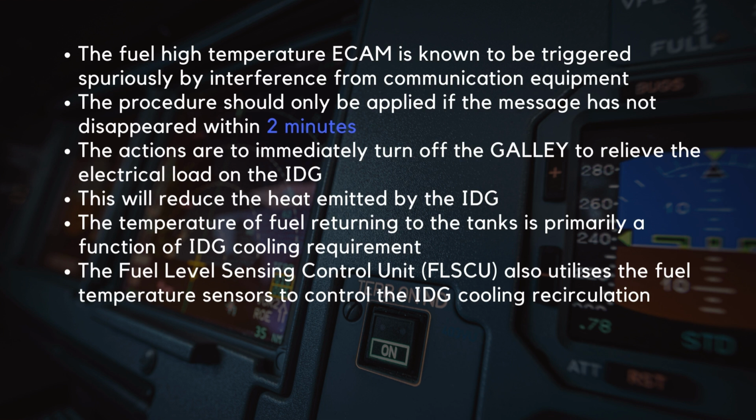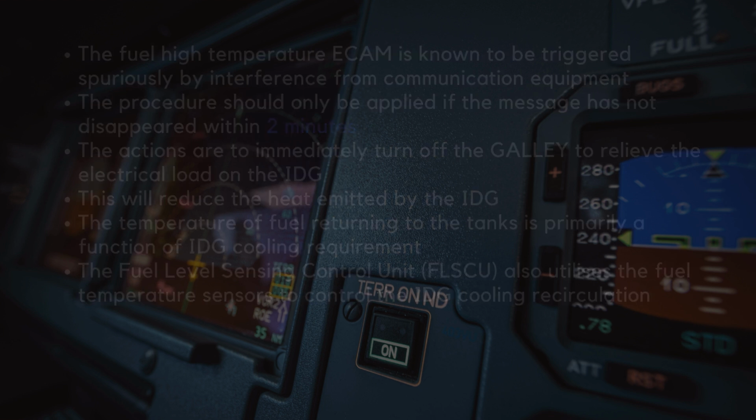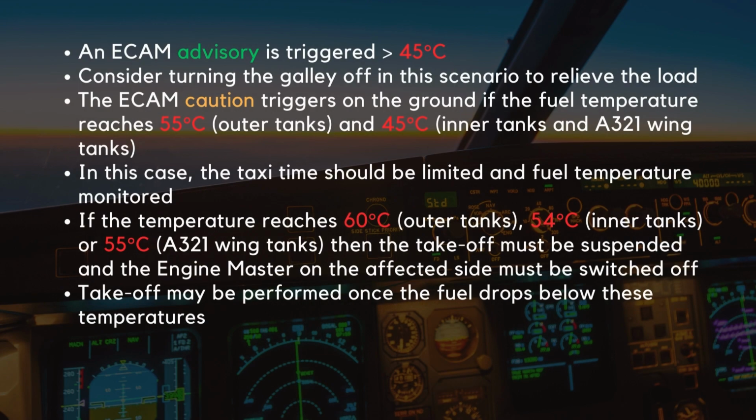The temperature of fuel returning to the tanks is primarily a function of IDG cooling requirement. The fuel level sensing control unit also utilizes the fuel temperature sensors to control the IDG cooling recirculation. More on that in another video. An ECAM advisory is triggered above 45 degrees C. Again, consider turning the galley off in this scenario to relieve the load.